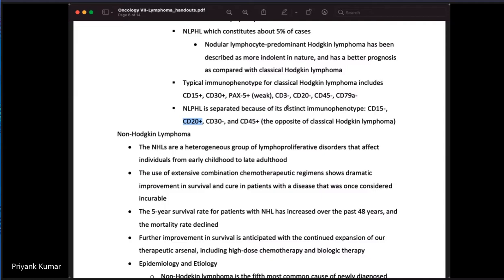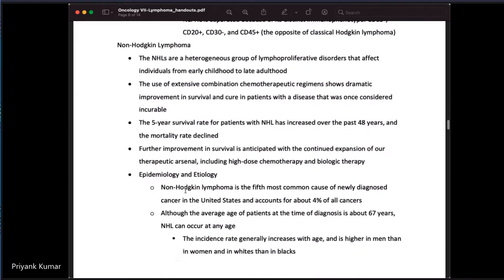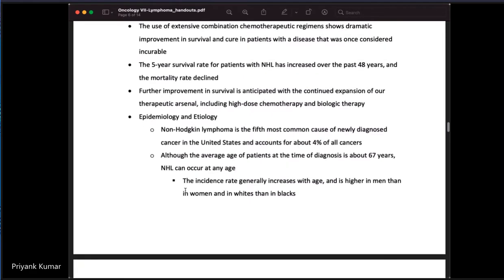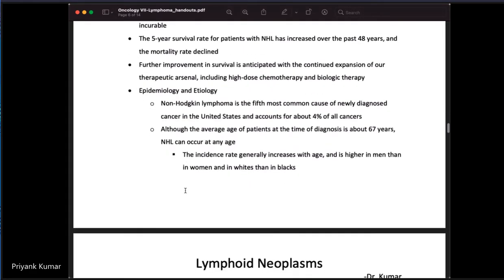The markers that are not present in NLPHL are PAX5 and CD79A. Rest everything is there: CD15, 20, 30, 45. Now, non-Hodgkin lymphoma, just read about it. It's pretty self-explanatory.